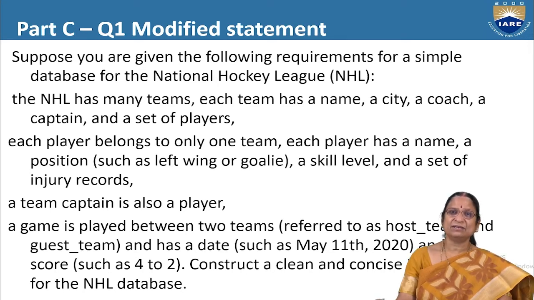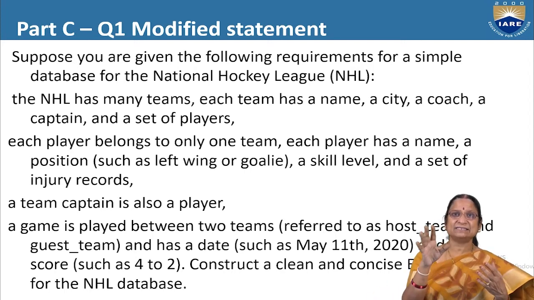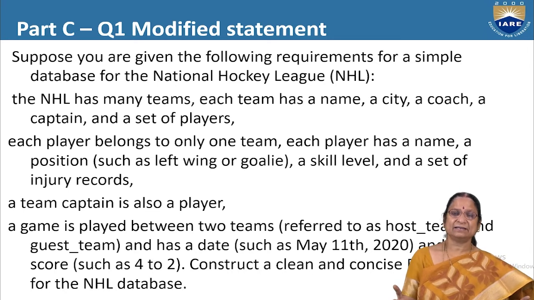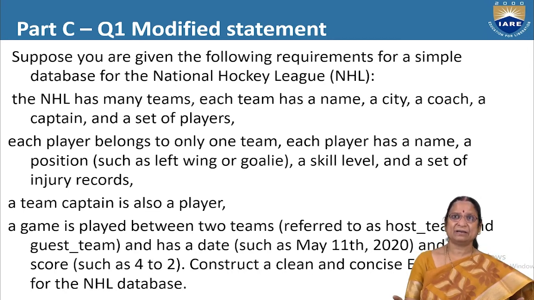Our requirements are given in a very explanatory manner. In such cases, you have to draw a diagram based upon the steps which we explained in the lecture. That means here, what are the entity sets? What are the attributes of each entity set? Then the relationships among these entity sets must be identifiable by us. For example, in this case, team is an entity set because the NHL has multiple teams. So team has some characteristics, attributes such as name, city, etc.